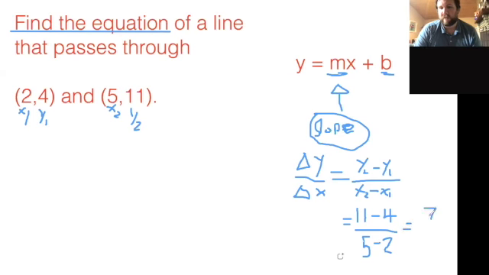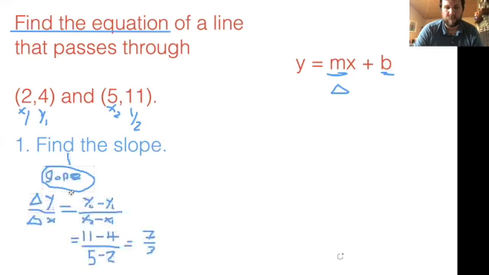I have 7 over 3, and now I've found the slope. That was one of the things I needed. So step 1 was to find the slope, and all of that was in this blue font. Okay, so we found the slope, and it is 7/3, and that is the M that we needed.